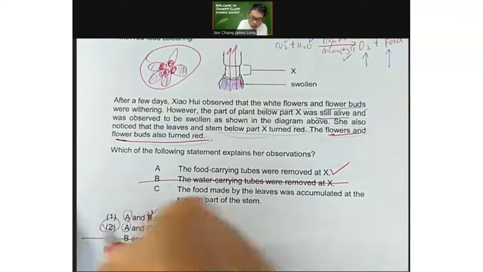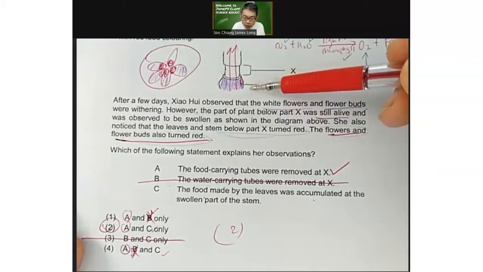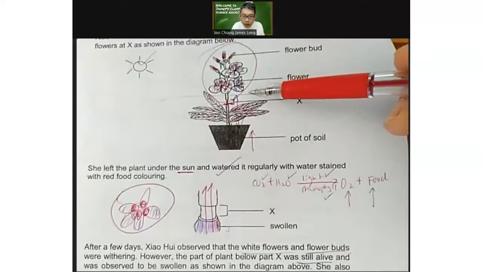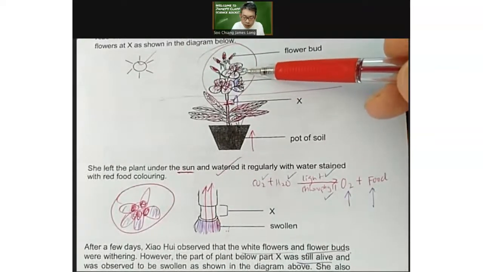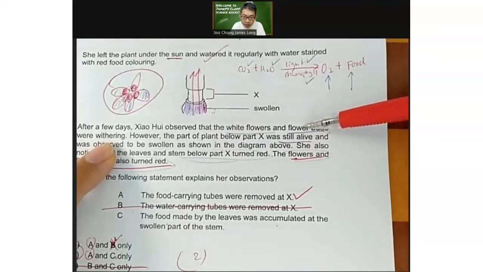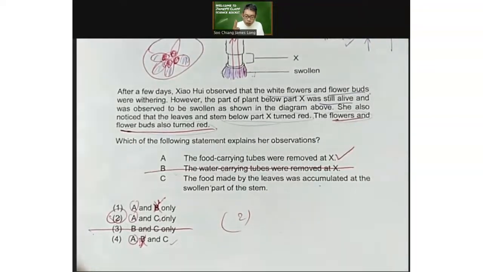Answer is 2. Just to be very sure, the food made by the leaves was accumulated at the swollen part, as I was explaining earlier on, right? Food is accumulated here. Food did not get to the flowers and the flower buds, so they withered and died. So the answer for question 7 is 2.